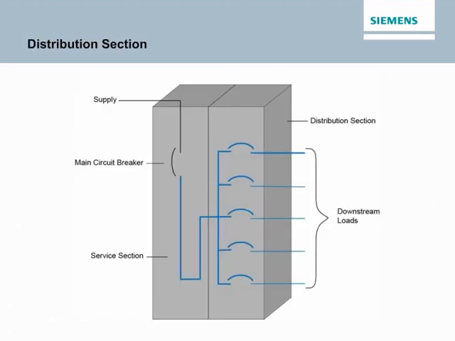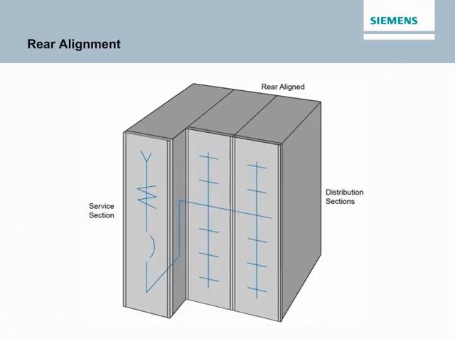The distribution section receives power from the service section and distributes it to various downstream loads. Depending on the design of a specific switchboard, the service section cabinet may be deeper than the distribution section. This is due to the size of the main disconnect device and associated bus requirements. The rear of all sections align, so the switchboard may be installed against the wall. This is referred to as a rear alignment.